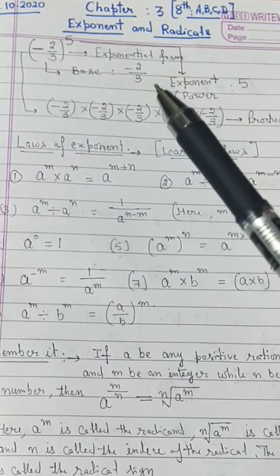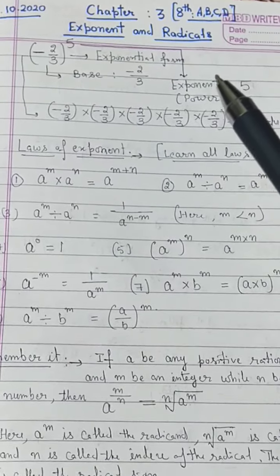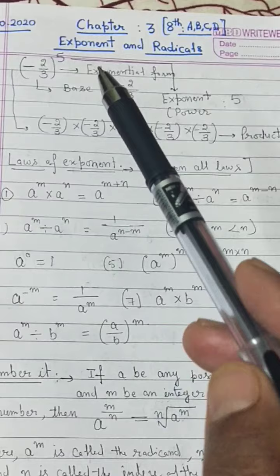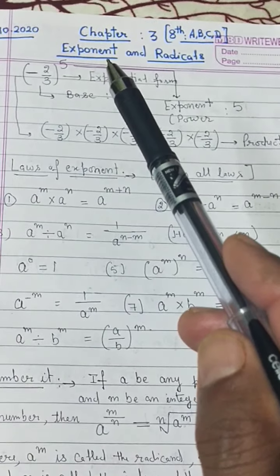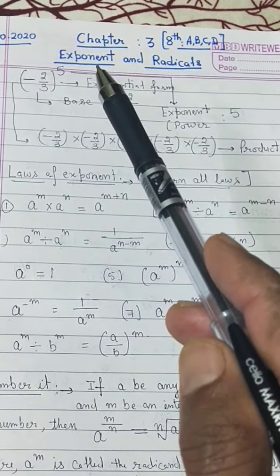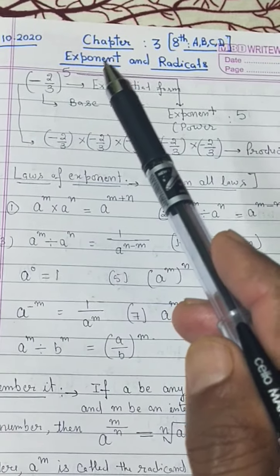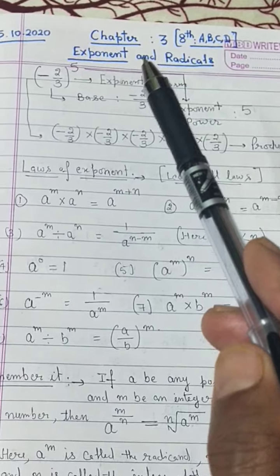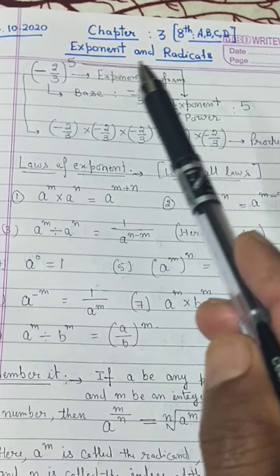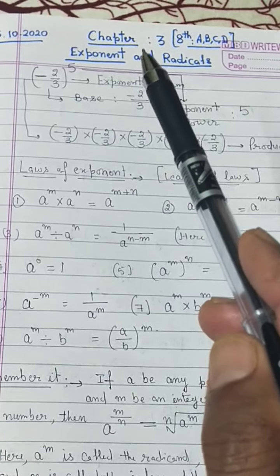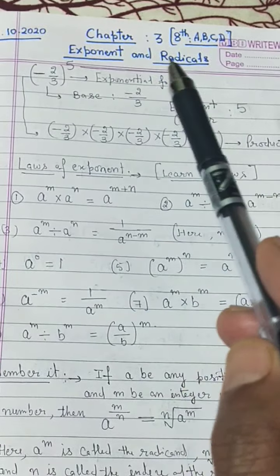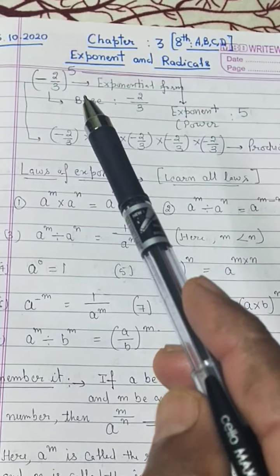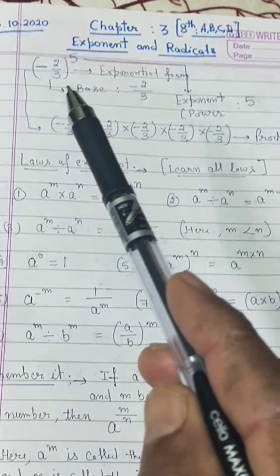Your first chapter is exponent and radicals. What do you mean by exponent? Exponent means power. Exponent is also called powers. Today I am telling you about the concept of exponent and radical. Before telling you about exponent and radicals, I have taken the previous recapitulation of class 6th.